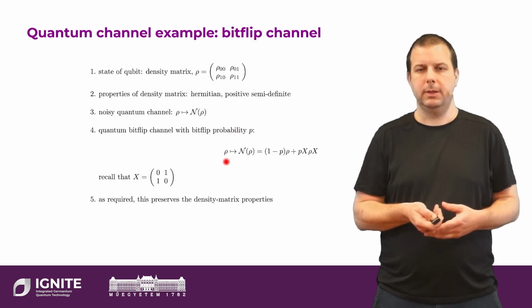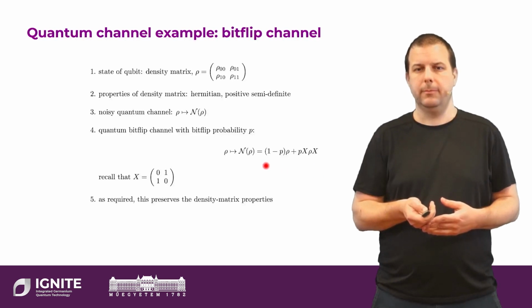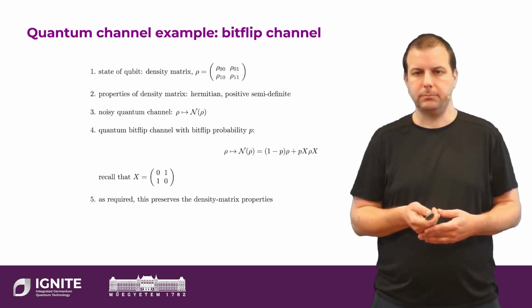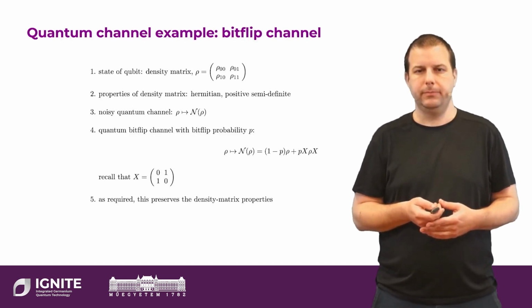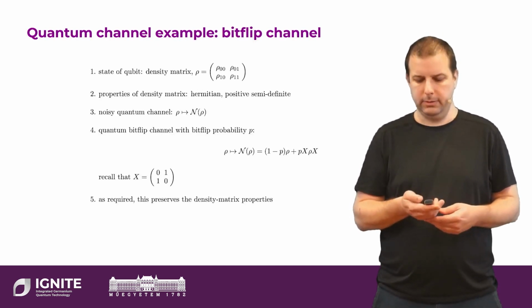So it is going to map density matrix rho to an output density matrix N(rho) by this rule. N(rho) will be equal to (1 minus p) rho plus p X rho X, which means that with 1 minus p probability, this channel will just preserve the incoming qubit state, and with p probability, it will perform a bit flip, an X operation, on this qubit density matrix. So this is a very simple model of bit flip errors. And this mapping is, of course, regular in the sense that it preserves density matrix properties, so it will map a density matrix to another.